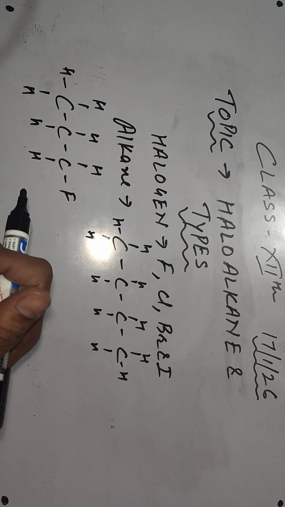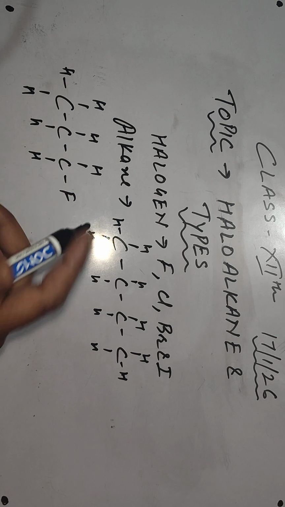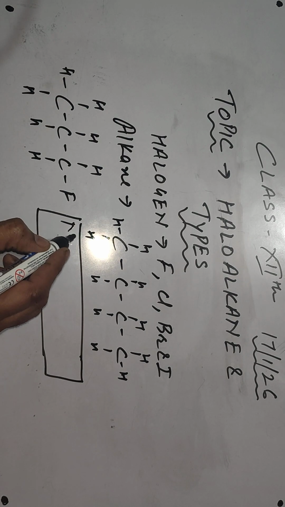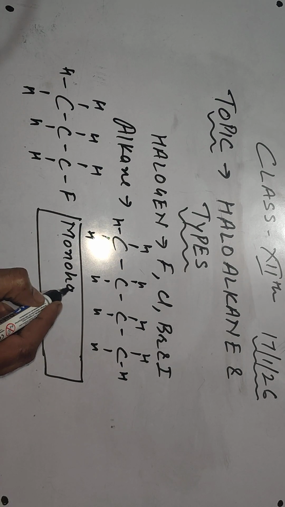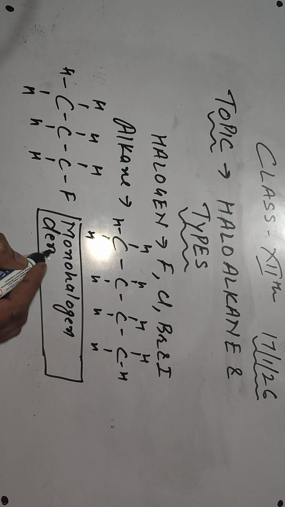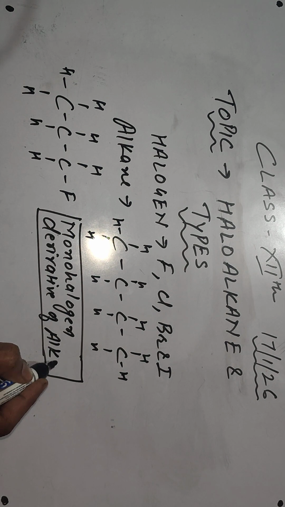So in this fashion, we can have different types of haloalkanes depending on the alkane chain length as well as the type of halogen used. And the exact definition of haloalkane, if I talk about, it is monohalogen derivative of alkane. Monohalogen means only one halogen you have to add there and one hydrogen will be replaced by it.